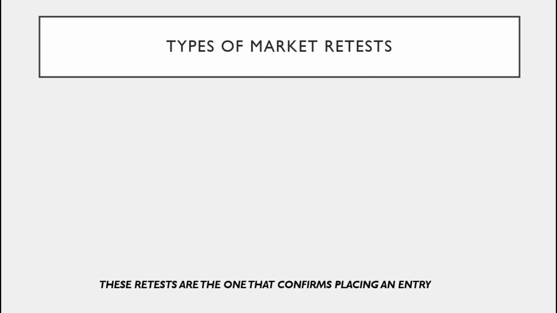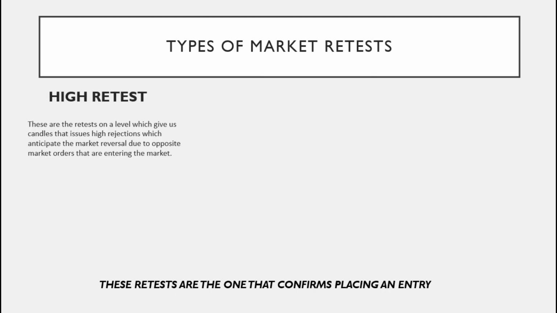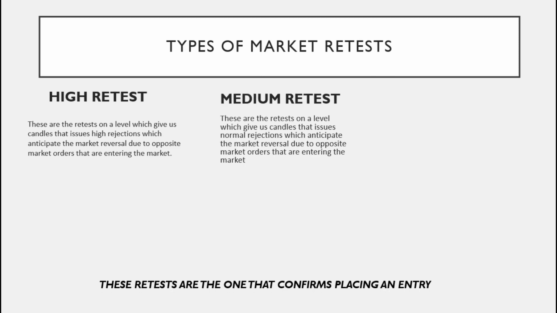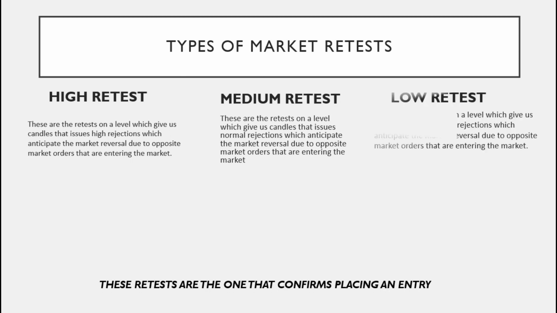The first type of market retest is the high retest. This retest has a high rejection, keep in mind. Then you can read the rest. This other one is a medium retest, which has a normal rejection. And this other one is a low retest, which has low rejection.